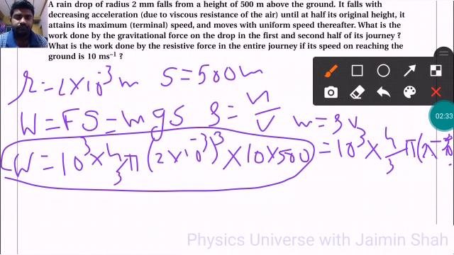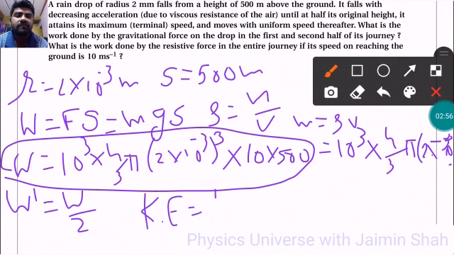Now if we want to find it for half the height, we just need to do w dash equal to w by 2, simple, right? So w dash is equal to w by 2, we will get the potential energy at half of the height, and then we can also find the kinetic energy.